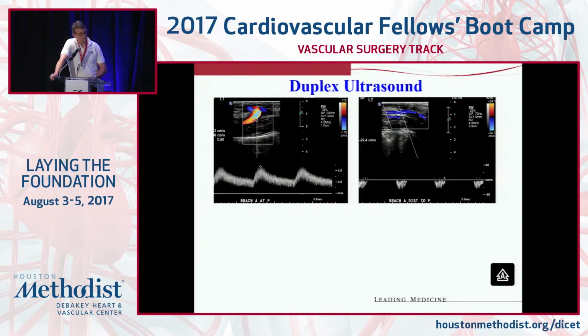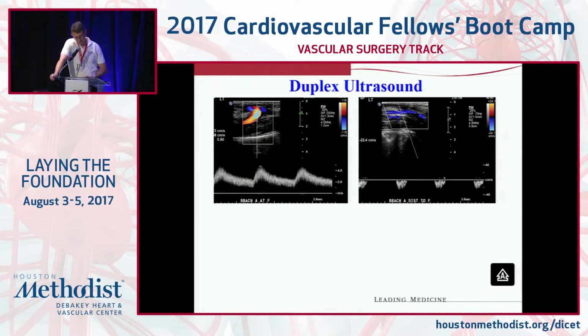Duplex ultrasound, what you see here is, so if you look here, and this is small, so I'll ask you guys, if you look here, you see antegrade flow in the brachial artery, upper left, and then you see retrograde flow in the brachial artery distal to the anastomosis of the access. So essentially, you see reversal of flow, which is one of the pathognomonic features of Steal syndrome.